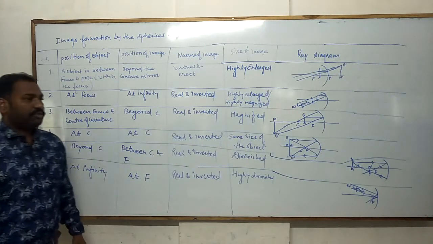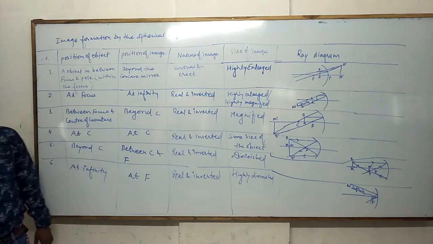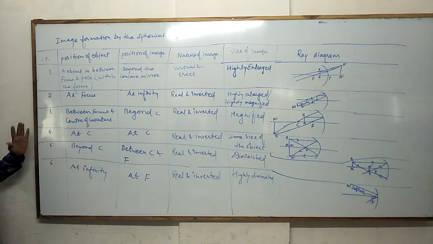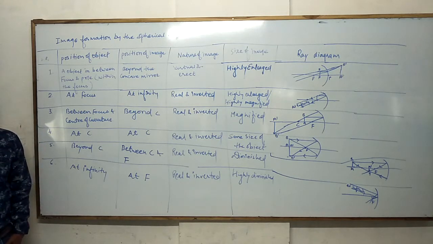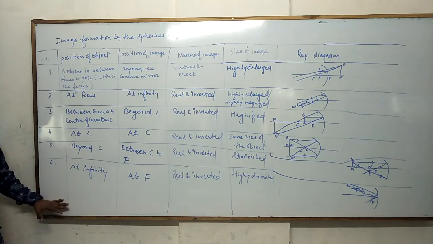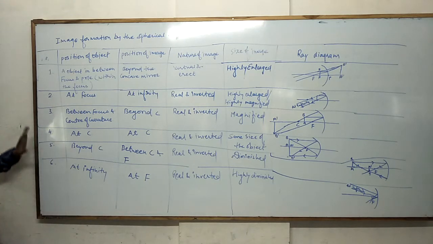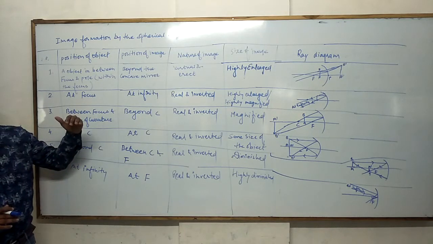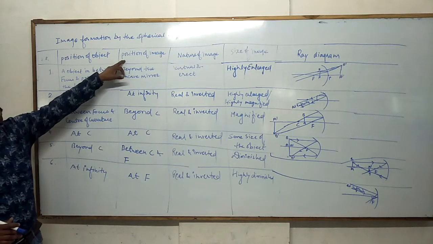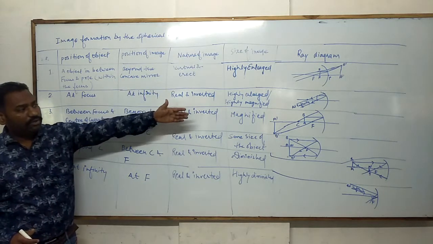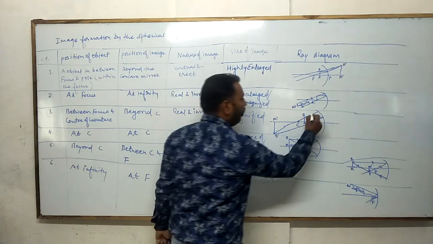So stop writing. First we have to understand what we wrote here. These are the 6 different positions of object which we can see in the ray diagrams. These are the positions of the object, where we place the object when forming the image in front of the mirror. These all are the shapes of concave mirrors, you know about that.